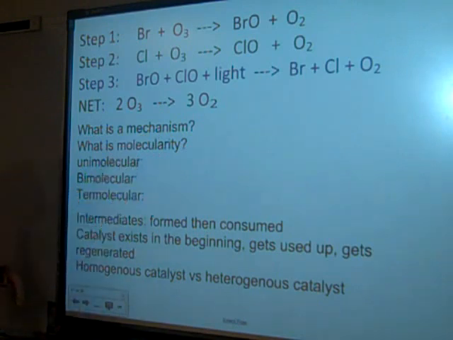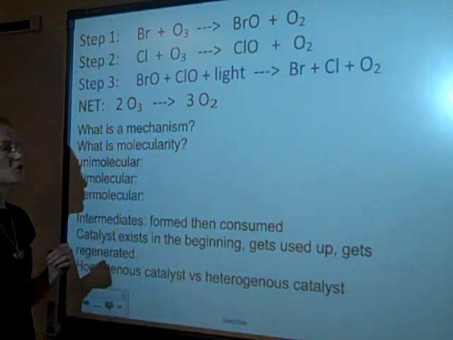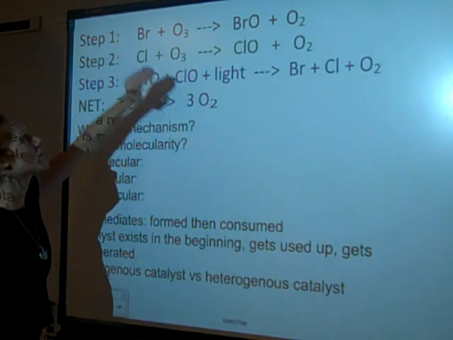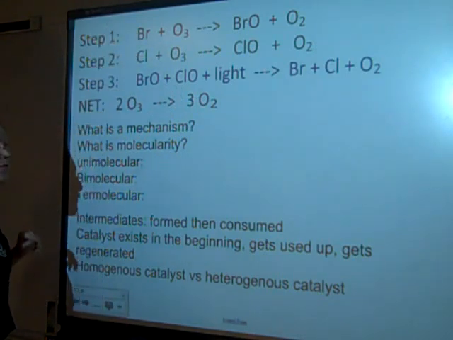So mechanisms are individual steps. They're also known as elementary steps. So this is the overall reaction. These are the elementary steps that make up the overall reaction.